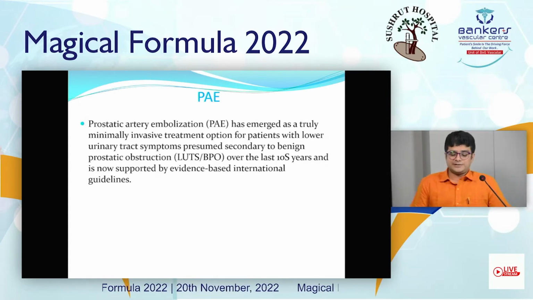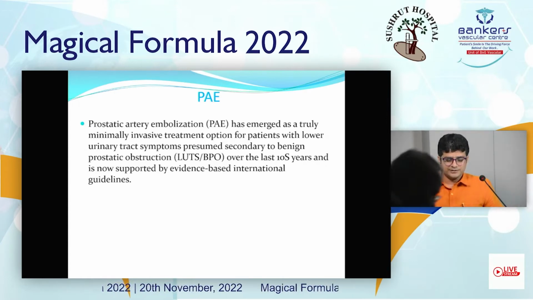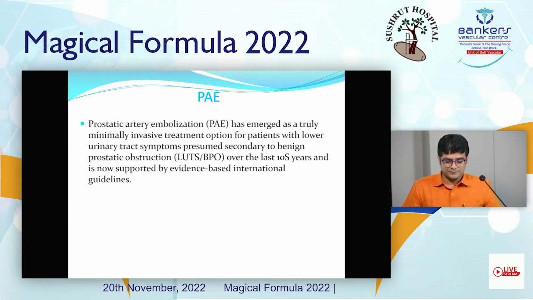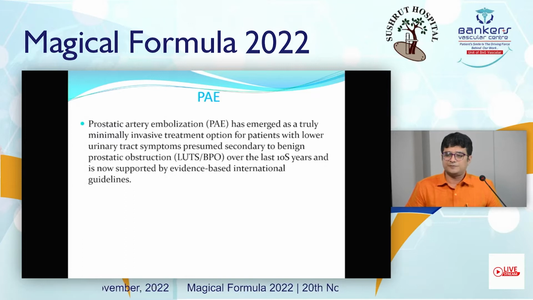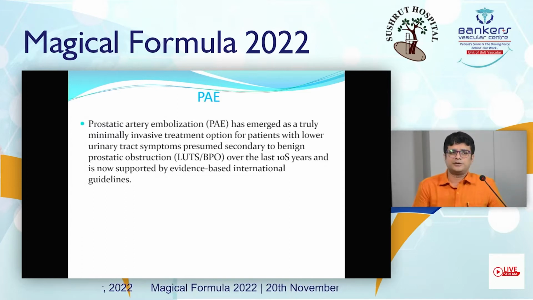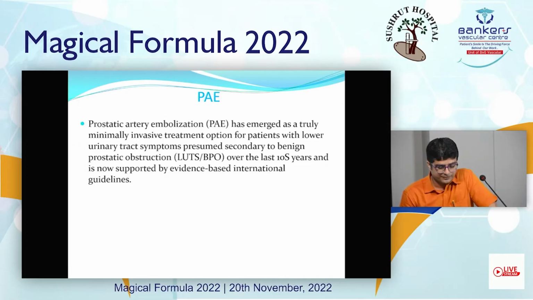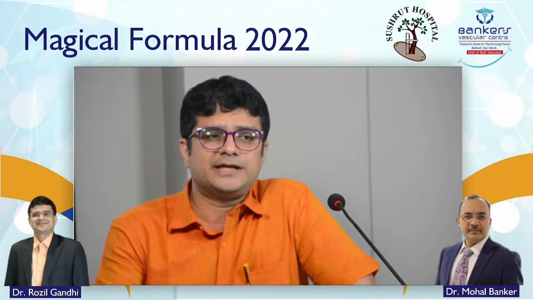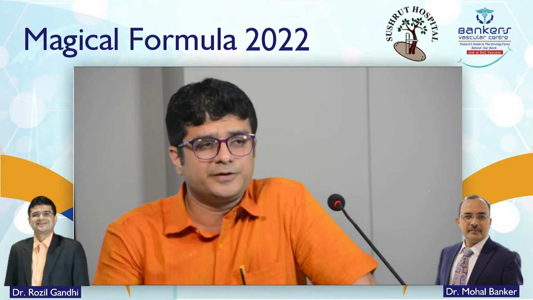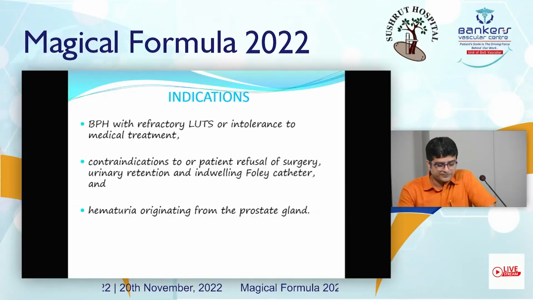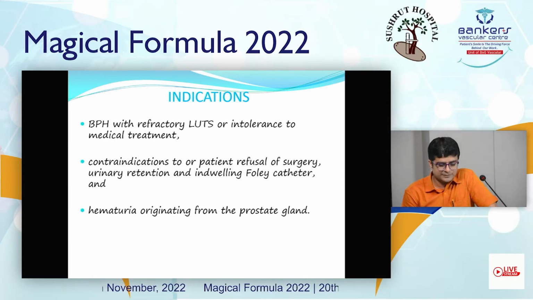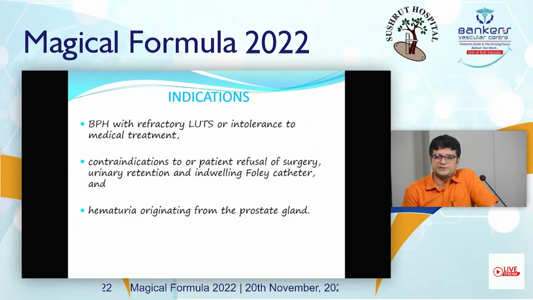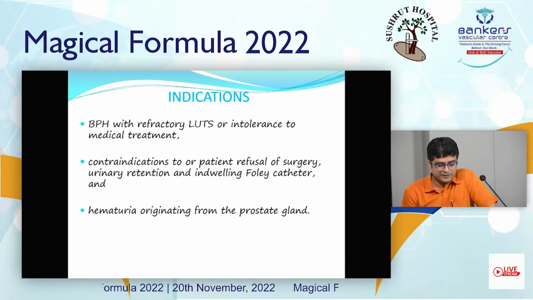Prostatic artery embolization has emerged over the last 5 to 7 years as a truly minimally invasive treatment option for patients with lower urinary tract symptoms because of benign hyperplasia. It is not used for prostatic malignancies. There are multiple evidence-based guidelines now, and multiple papers and trials proving the importance of prostatic artery embolization. Indications: BPH with refractory LUTS or intolerance to medical treatment. Contraindications or patient's refusal of surgery, indwelling Foley's catheter or urinary retention. It can also be done for hematuria with bleeding from the prostatic gland.